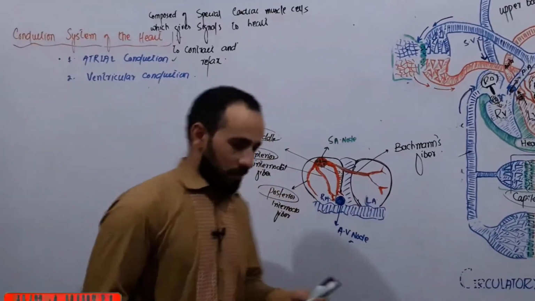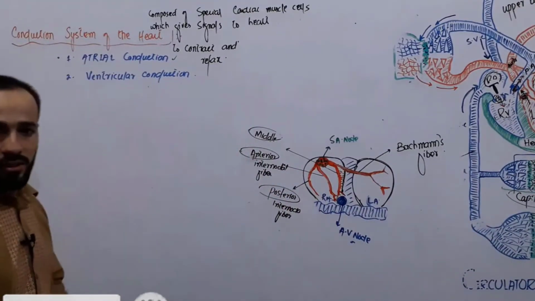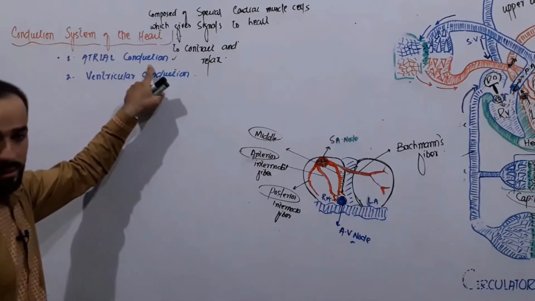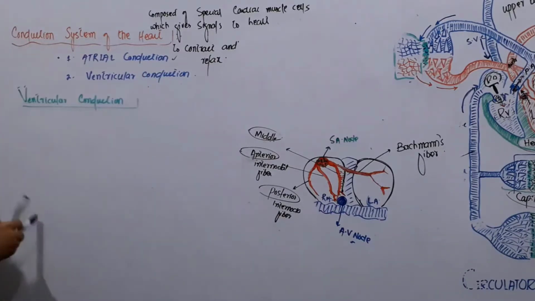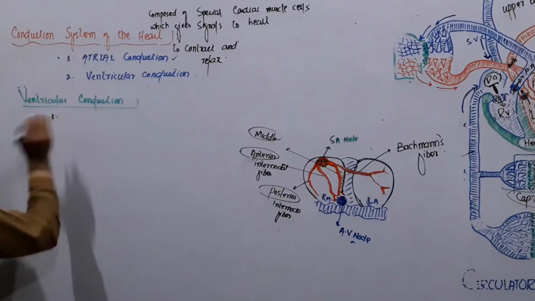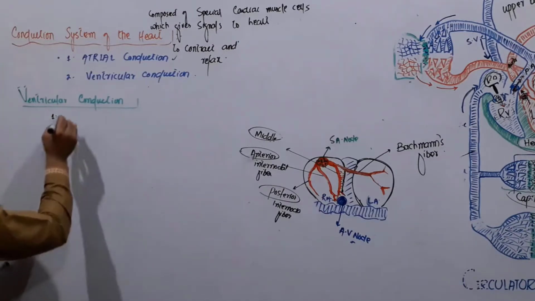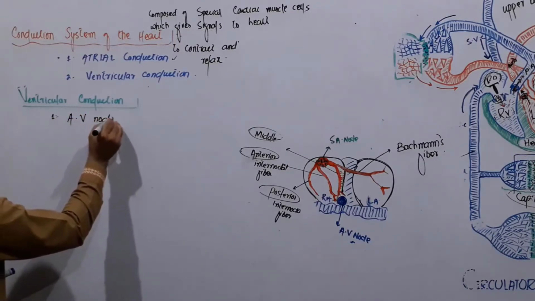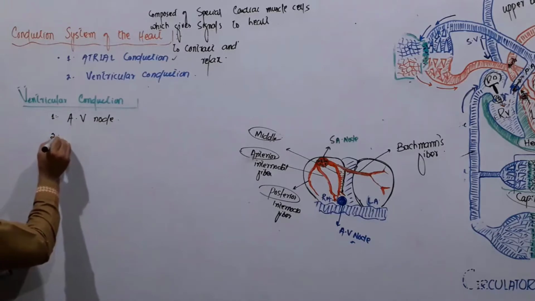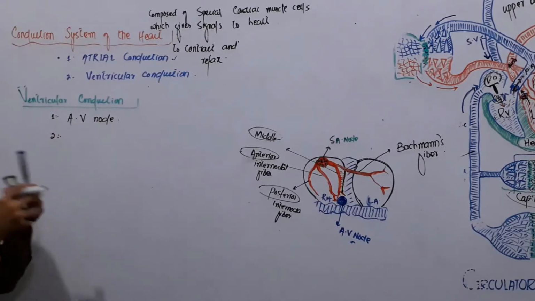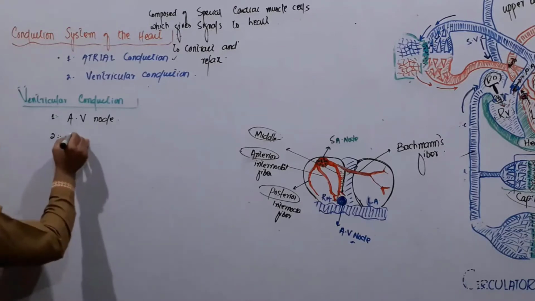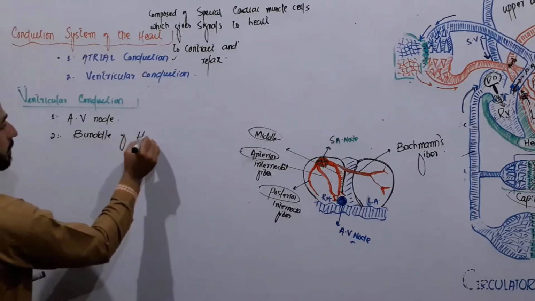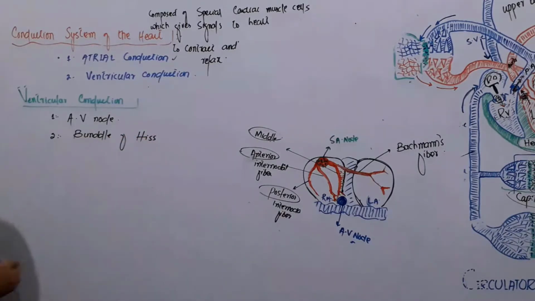Okay, so now let's discuss the ventricular conduction system of the heart. In the previous video, we discussed the atrial conduction, right? In ventricular conduction, the first and important thing that we have is another transformer, and that is called the AV node. From this AV node, there is a big bundle of branches, and those are called the bundle of His.